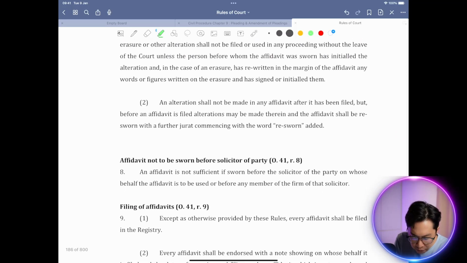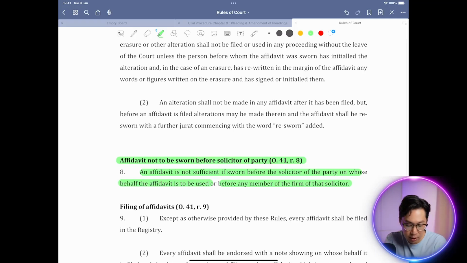Affidavits not to be sworn before the solicitor or party. An affidavit is not sufficient if sworn before the solicitor of the party on whose behalf the affidavit is to be used, or before any member of the firm of that solicitor. So they want it to be independent. You have to swear it outside; find someone. You cannot ask your own lawyer to administer the oath for your affidavit. You will find some other third party. So that's why sometimes, in a law firm handling a case, you need an affidavit to be sworn, you go to another law firm opposite and ask, can you administer the oath for this statement? So you go to someone outside. You cannot find someone inside your law firm to do it for you. That's what it says.